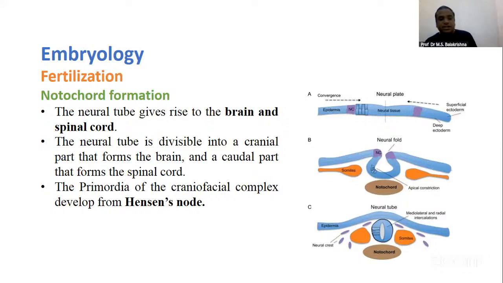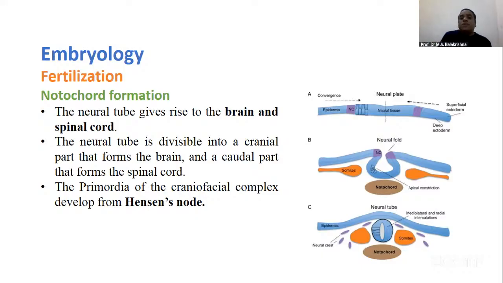18 to 23 days. These are all high yielding facts which you should know. Then the neural tube gives rise to the brain and the spinal cord. It is up to 23 days. And then the neural tube is divisible into a cranial part that forms the brain and a caudal part which forms the spinal cord. So you got the brain and you got the spinal cord.